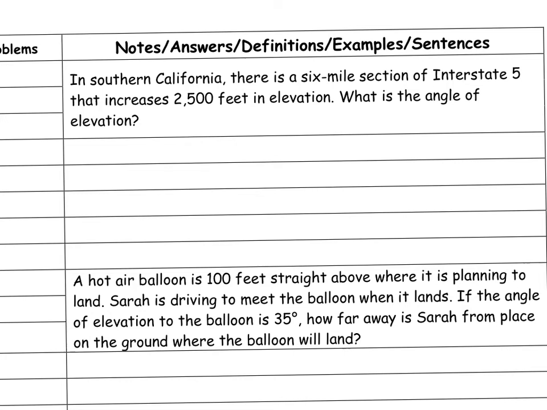In Southern California, there is a 6-mile section of Interstate 5 that increases 2,500 feet in elevation. So I've got a road like that, and it's 6 miles long, and it increases from this point to this point, it's a 2,500 feet increase. If I could just take a little triangle part of it there. So I want to know what my angle of elevation is. So here's this. What sides do I have? I have the side opposite and my hypotenuse.